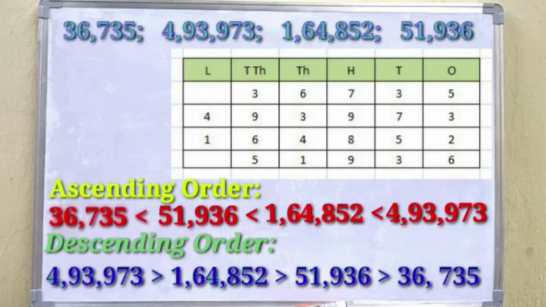So this is how we have to form ascending order and descending order based on the given numbers. First we have to compare the number of digits. We have to place all the digits in the place value table like this. Then we can understand and form ascending order and descending order.